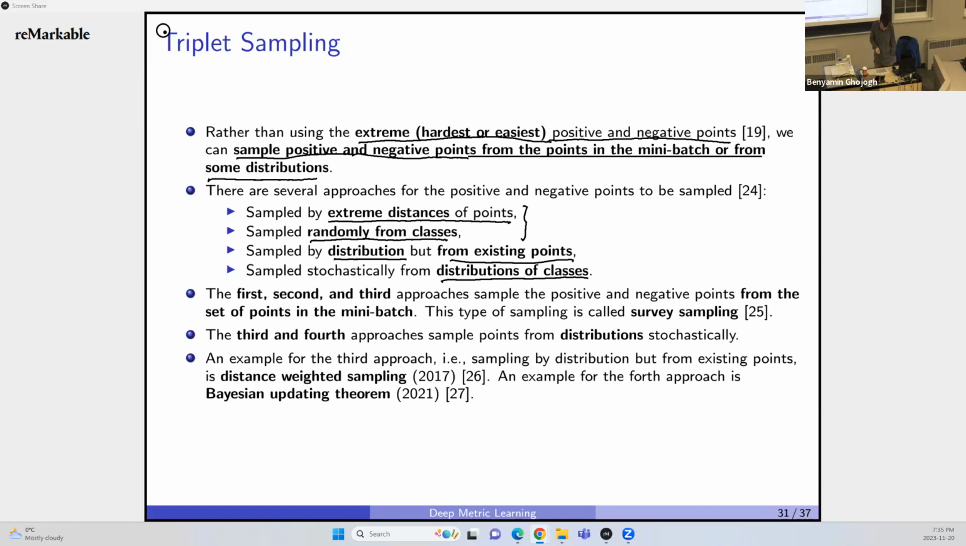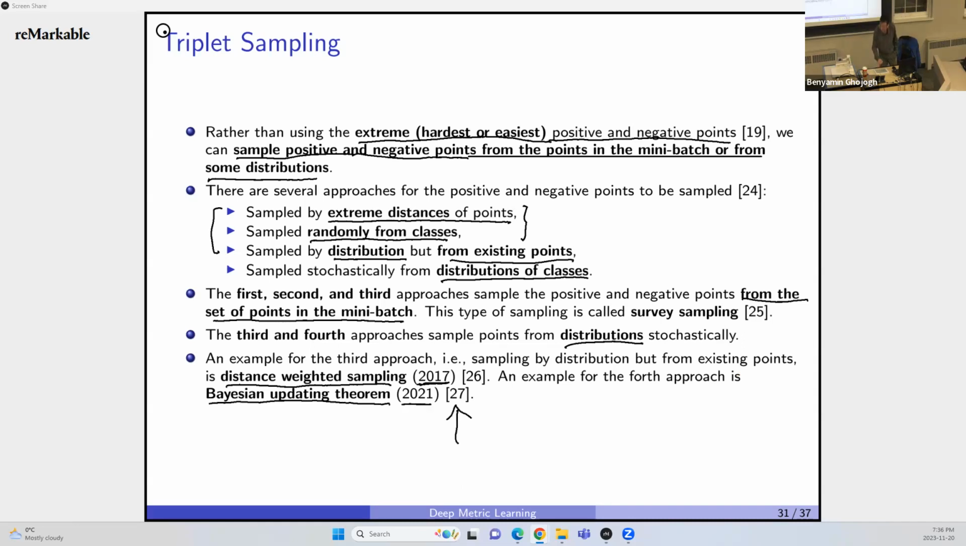The first, second, and third approaches sample the positive and negative points from the set of points, as I said. But the fourth one samples from distributions stochastically. Stochastic means probabilistic, random, while deterministic means non-random. An example for the third approach, sampling by distribution from existing points, is distance weighted sampling proposed in 2017. Another one is sampling by the Bayesian updating theorem, proposed in 2021.